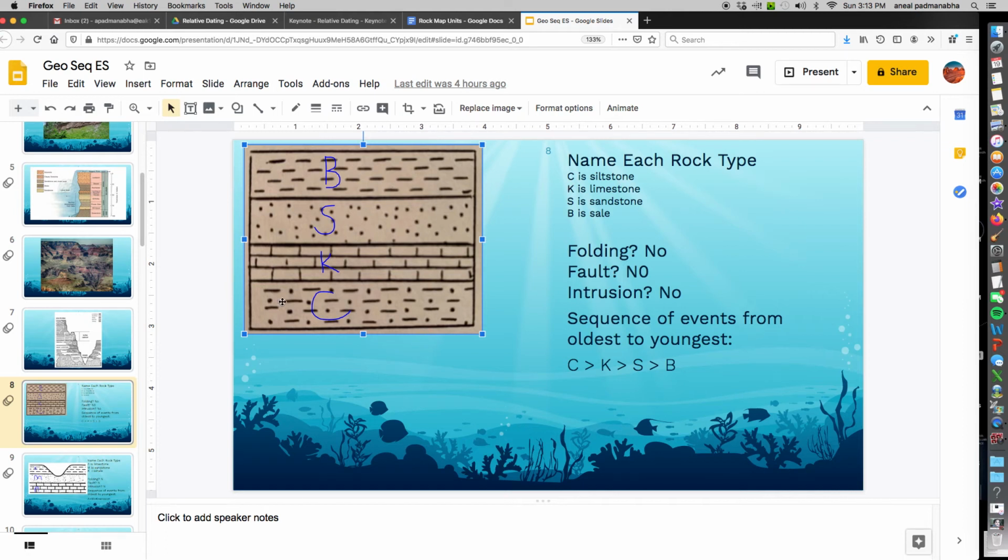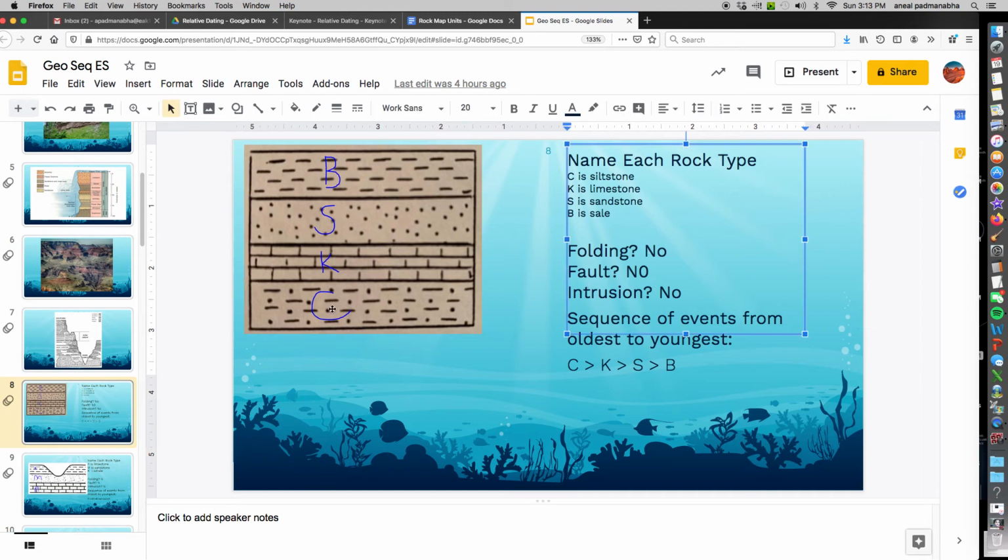They have horizontality. They're all horizontal lines. And we also can apply superposition here. And remember, the key is the present is the key to the past. So is there any folding here? No, I don't see any waves. Are there any faults? Nope, these are all horizontal. I don't see any offsetting. Are there any intrusions? Nope. So the sequence of what happened here is C was deposited first.